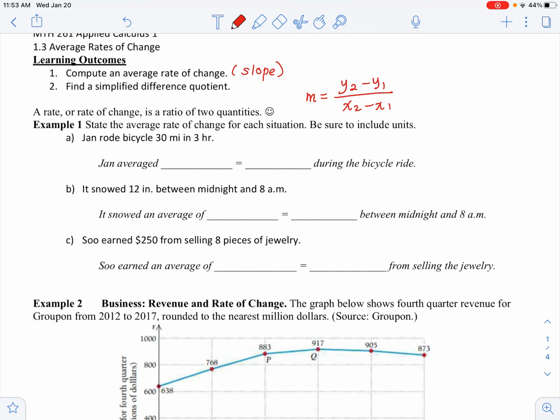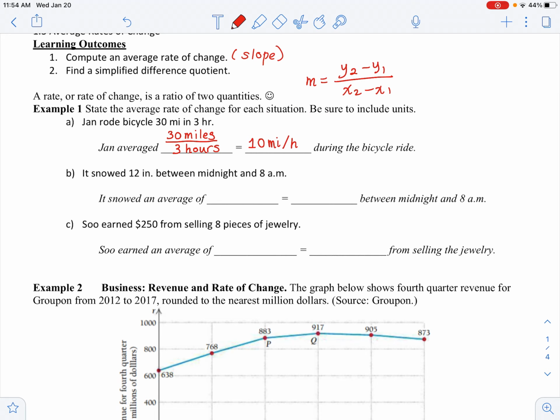All right, first one, Jen rode a bicycle 30 miles in 3 hours. So what's her average speed? We can say that she bicycled 30 miles over 3 hours. If we reduce this fraction or just do the division, 30 divided by 3, we will get 10 miles per hour. So Jen averaged 10 miles per, but you know what? If I write just M, it looks like meters, so I should probably write it as mi, right? 10 miles per hour during the bicycle ride. All right, that one wasn't bad.